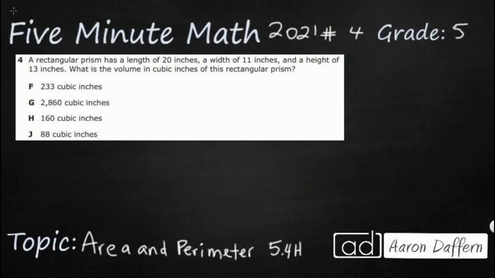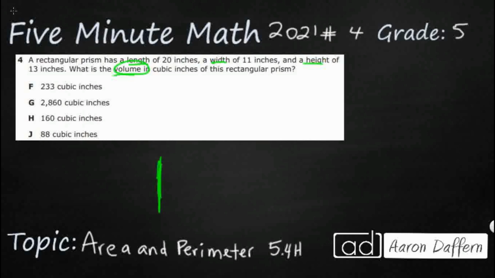So we have a rectangular prism, and we have all three measurements. We've got the length, we've got the width, we've got the height, and we simply need the volume. Well, let's see if we can at least draw this rectangular prism here.